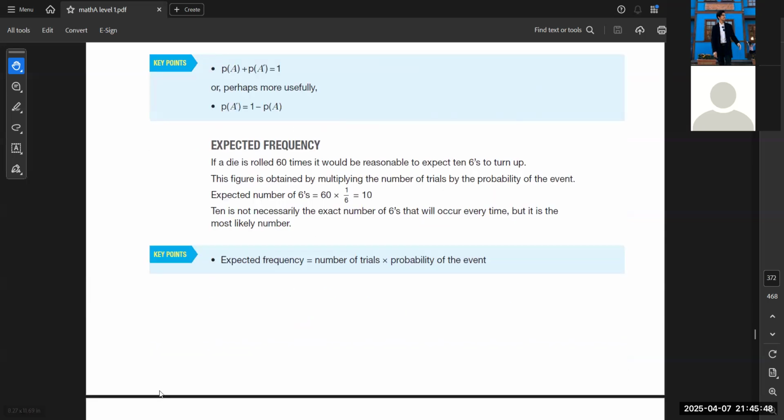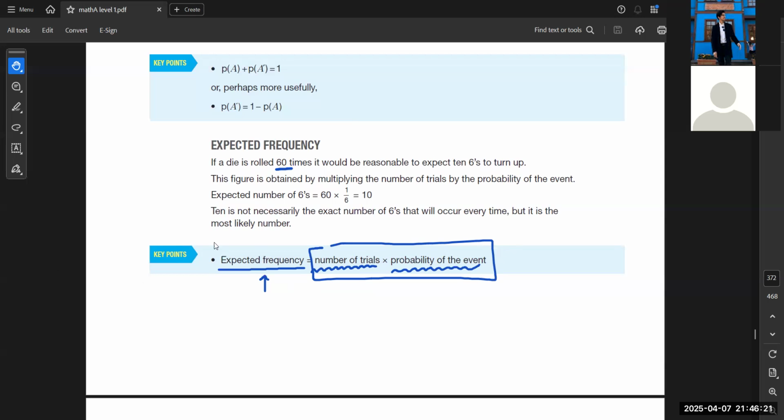Next, we have expected frequency. So basically, the example scenario would be if I roll a die 60 times, how many times do I expect sixes to pop up out of 60 times? To find the expected frequency of something, or the expected number of times something will happen, simply multiply the number of times you're trying by the probability of the thing happening. You will get how many times you expect the thing to pop up. Okay? Is this clear? Yeah.